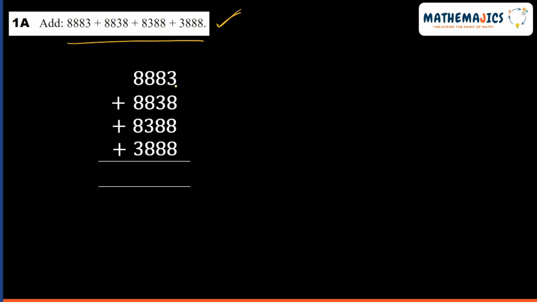Now, there is one thing that you can see in this column method: there are 3 8s and 1 3 in all the 4 columns. Look at all the 4 columns, you will find 3 8s and 1 3. So what will be the sum of each column?